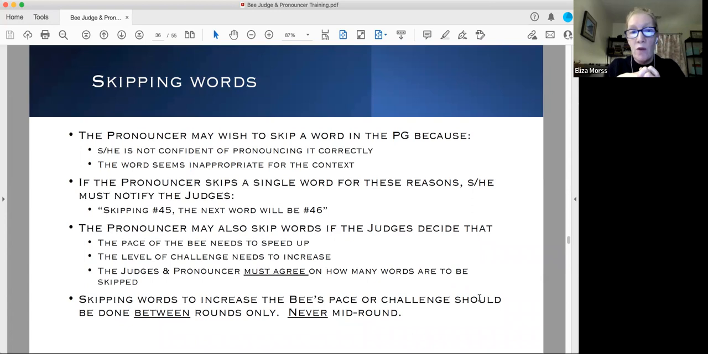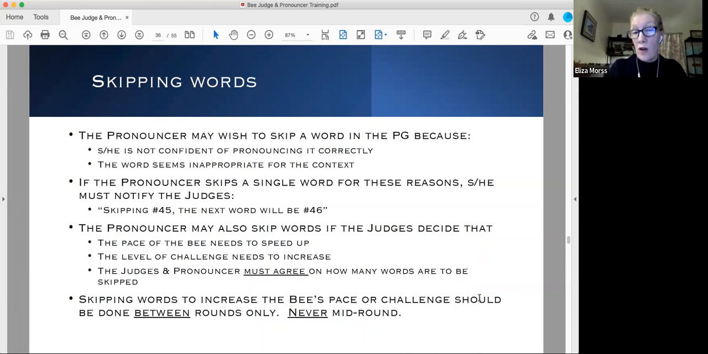It is also okay for a pronouncer to change a sentence if something in the example sentence seems inappropriate for the context. I can't think of an example right off the bat, but there have been some situations in the past, not the recent past, where sentences just seemed off for that particular school or those elementary kids. Nothing salacious. It just seemed tone deaf. I think that would be the proper term. So if a pronouncer skips a word for these reasons, that person has to notify the judges so everybody knows which word they're going on. As I said, skipping number 45, the next word will be 46, all clear, everyone's ready to go.